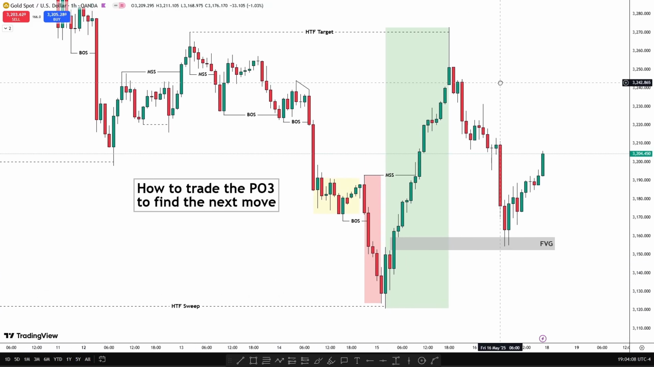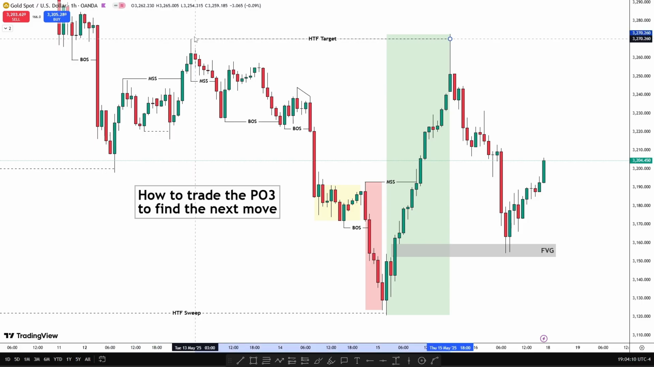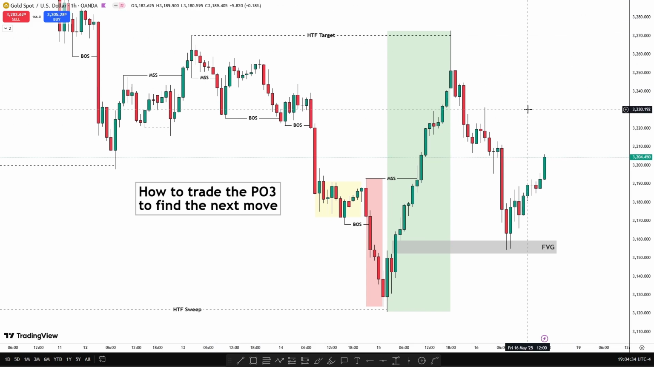Now, another thing to notice is we have an intermediate term high right here. This high inside of a fair value gap, and this is on the hourly time frame. So this is a very strong draw on liquidity. I'm going to be looking for the market to take this out. And as you can see, we have traded up to take out this zone of liquidity up here. So in simple terms, accumulation, manipulation, distribution to the upside. So every time I'm looking for this to happen, I'm just going to draw out what I'm looking for.